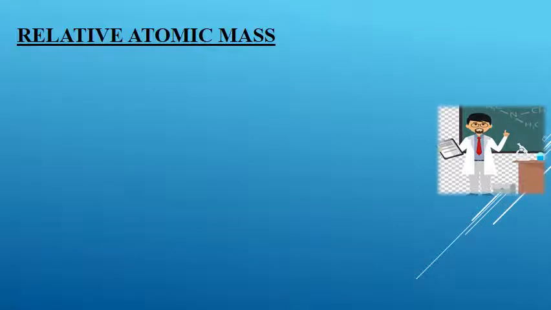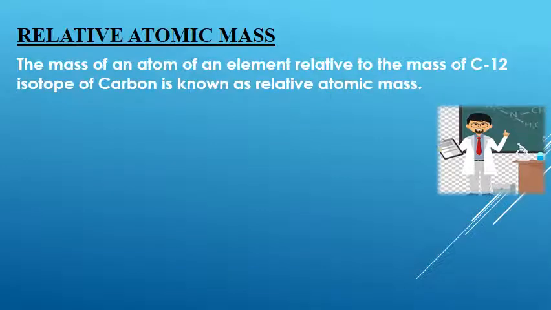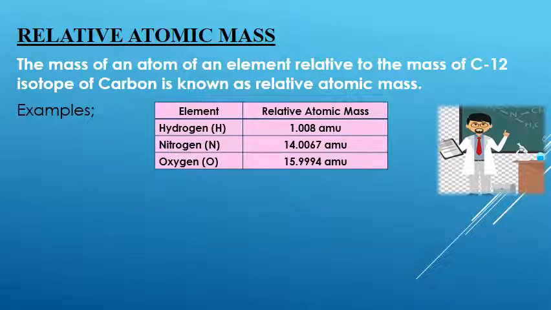The first terminology that I am going to talk about is relative atomic mass, and it is the mass of an atom of an element relative to the mass of C12, that is the isotope of carbon with mass number 12. Some examples of relative atomic mass are given in this table. Hydrogen has relative atomic mass of 1.008 AMU. Nitrogen has relative atomic mass of 14.0067 AMU, whereas oxygen has relative atomic mass of 15.9994 AMU.